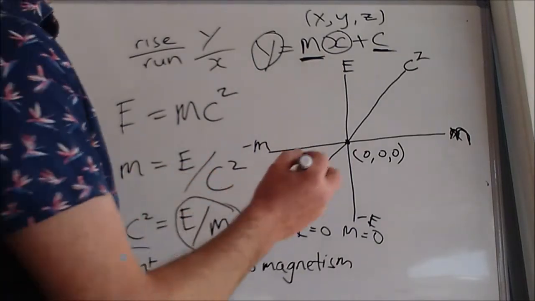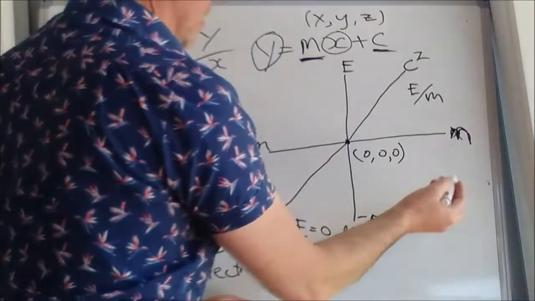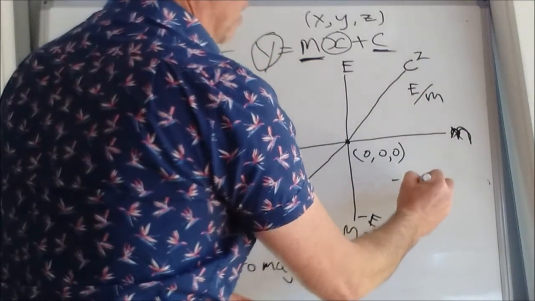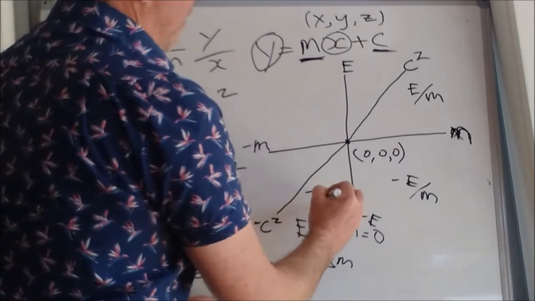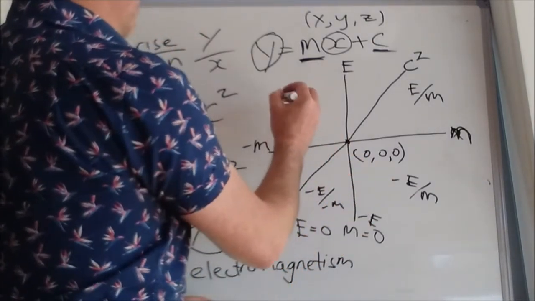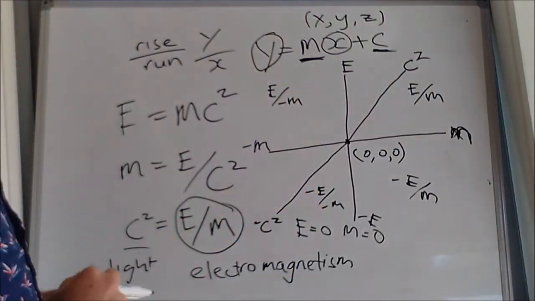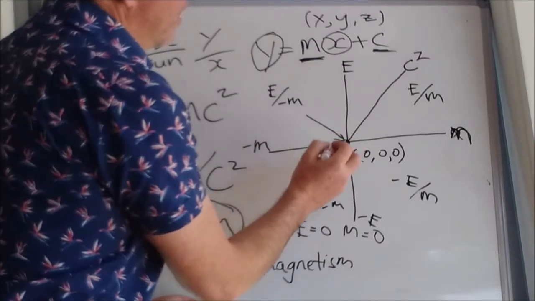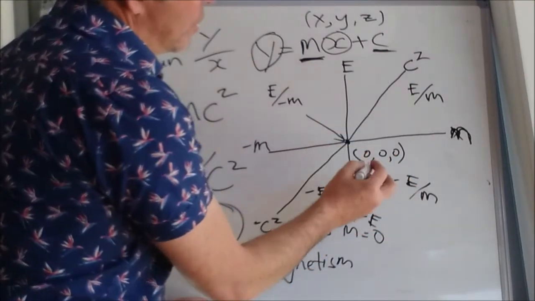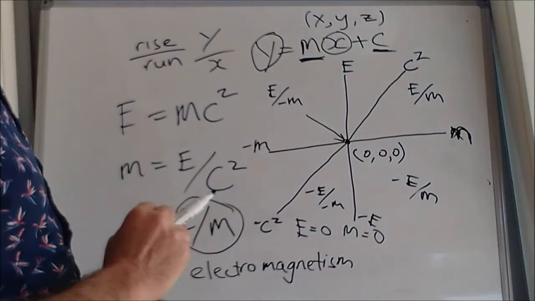And what we see is in this quadrant, it's E divided by M. In this quadrant, it's negative E divided by M, in this quadrant, negative E divided by negative M, and this quadrant is E divided by negative M. All of a sudden, we have concepts which provide alternative viewpoints.